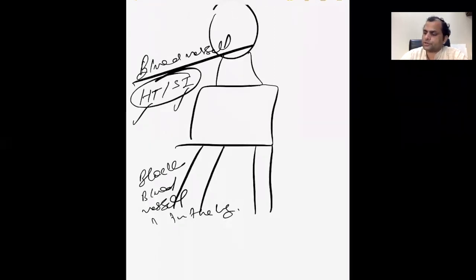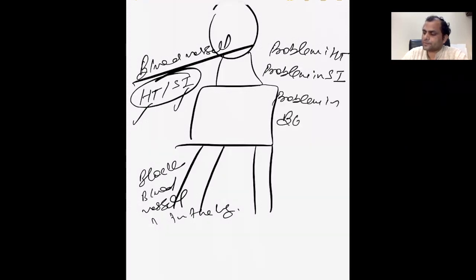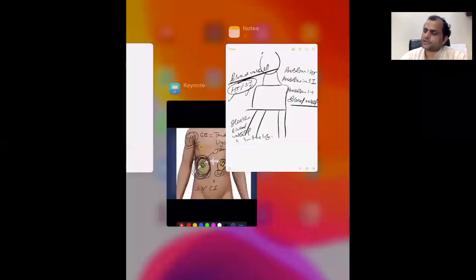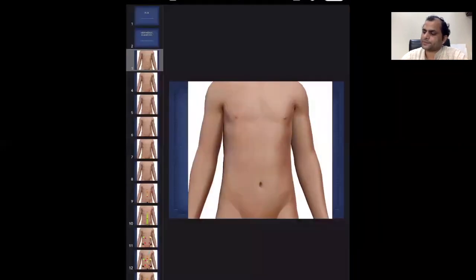So there may be a problem in the heart, there may be a problem in the small intestine, or there may be a problem in the blood vessels. So if we want to treat them, we should treat the heart or small intestine. So when we see the abdomen, look at here.